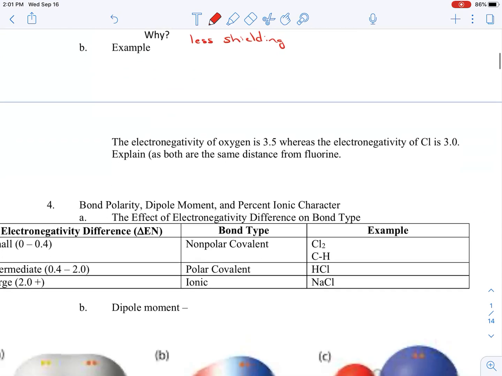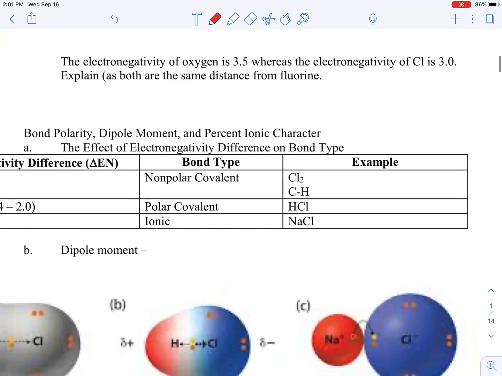All right, so here's a good question for us. The electronegativity of oxygen is 3.5, and the electronegativity of chlorine is 3.0. So both are the same distance from fluorine. They're both one step away. So explain why oxygen is so much higher than chlorine. And the reason I say so much higher is because fluorine is 4.0. That's the max. Our electronegativity is on a scale of 4.